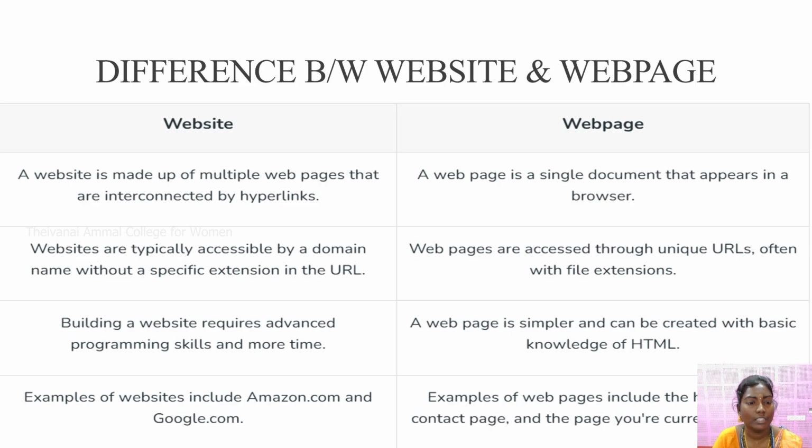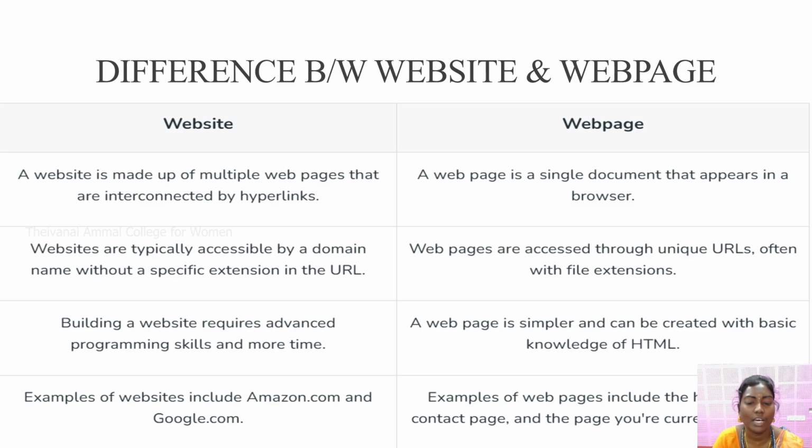So website, second point, these are typically accessed by domain name without any specific extension in the URL, that is Uniform Resource Locator, whereas web pages are accessed through a unique URL, which also comes with the help of file extensions. Third point, building a website requires advanced programming skills and more time, whereas a web page is simpler, and we can create it with basic knowledge of Hypertext Markup Language.